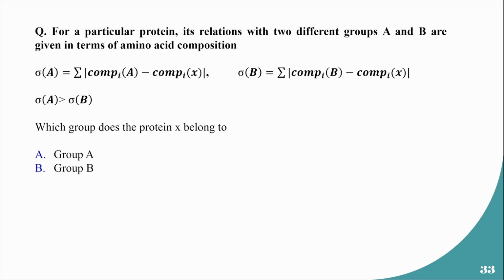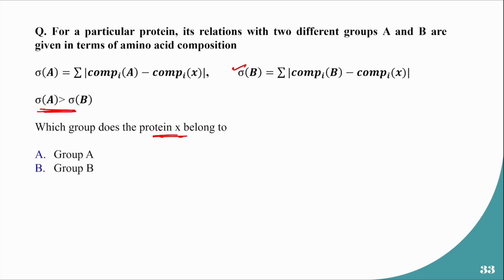So the sigma value for A will be the summation of composition of i for A minus composition of i for X. And then you are calculating again the sigma value for B also from protein X. And you are seeing an overall relation between sigma of A and sigma of B, where sigma of A is higher than sigma of B. So then what can you infer from this information? Which group will protein X belong to? You have calculated the compositional deviation of A and B from X.